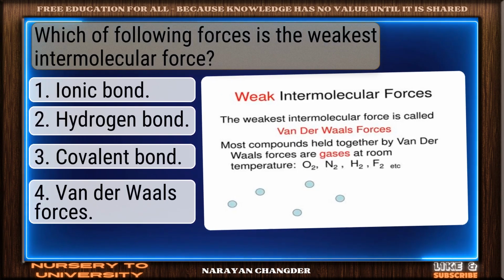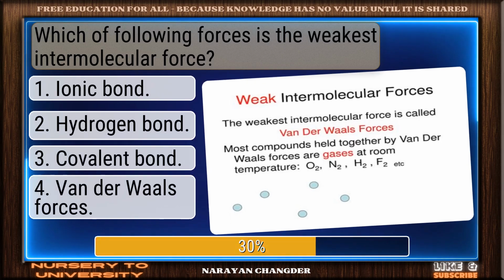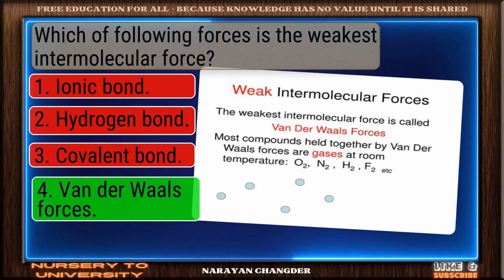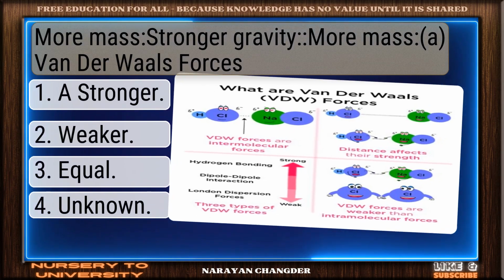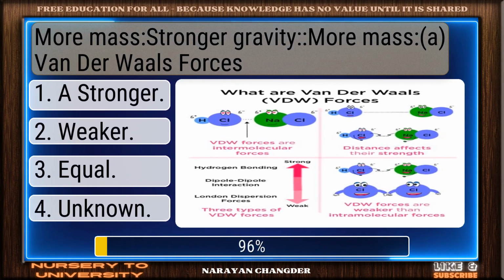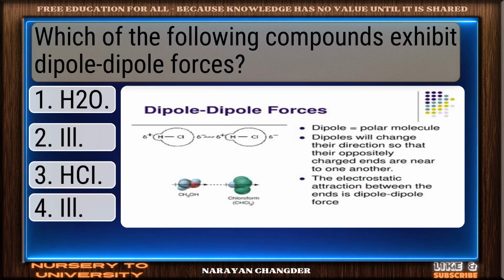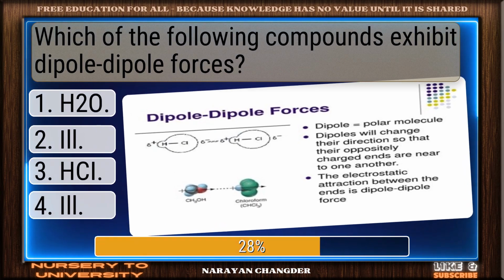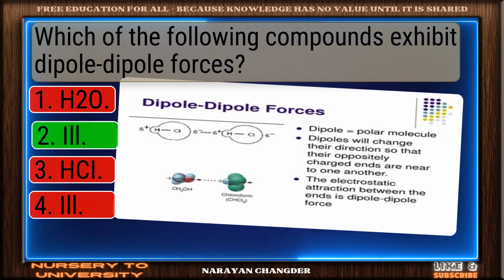Which of the following forces is the weakest intermolecular force? Correct response. Van der Waals forces is the most accurate answer. More mass, stronger gravity, more mass, Van der Waals forces. Strong choice. A stronger is the right answer. Which of the following compounds exhibit dipole-dipole forces? Well reasoned. It is the correct choice.